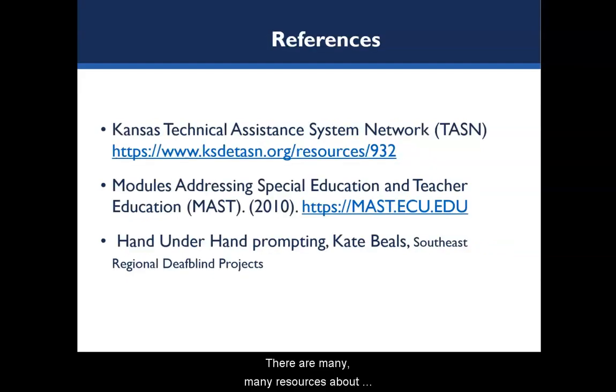There are many resources about prompting protocol. For this presentation, I use these 3 evidence-based sources.